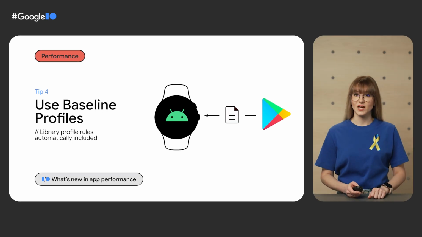Tip number 4. This one doesn't require extra work. When a user downloads your app from the Play Store, baseline profiles kick in to optimize libraries like Compose for Wear OS and many other Jetpack libraries automatically. This improves startup performance and reduces jank when your app is downloaded from the Play Store. You can test this locally with Macrobenchmark to measure the effect, or generate baseline profile rules for your app to further improve performance. For more information on how to create a baseline profile, watch the What's New in App Performance talk.